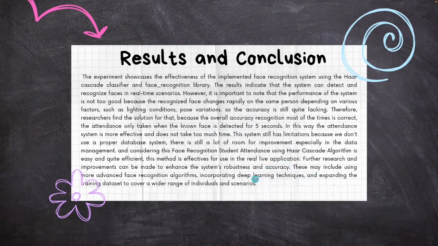And considering this face recognition student attendance using the Haar cascade algorithm is easy and quite efficient, this method is effective for use in real-life applications. Further research and improvement can be made to enhance the system robustness and accuracy. This may include more advanced face recognition technology.